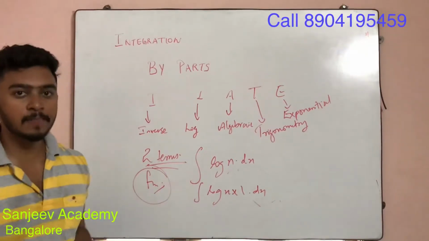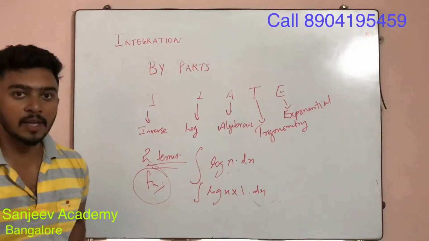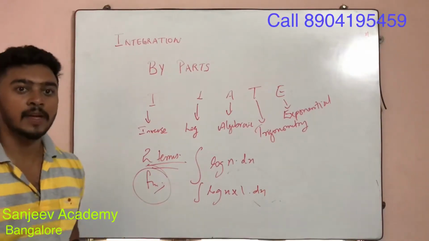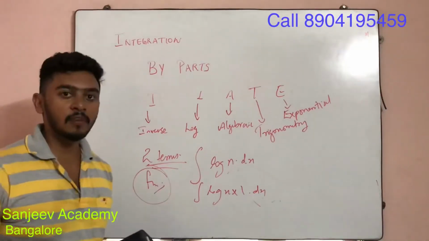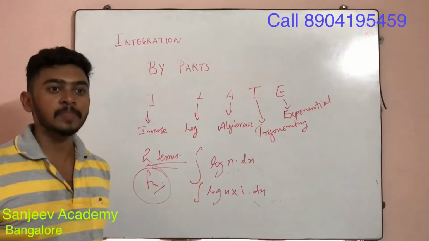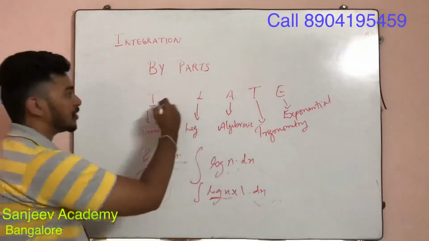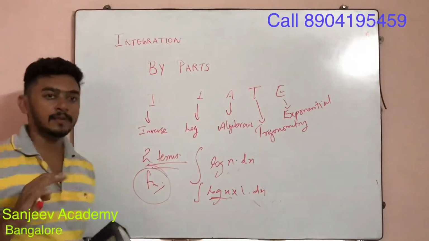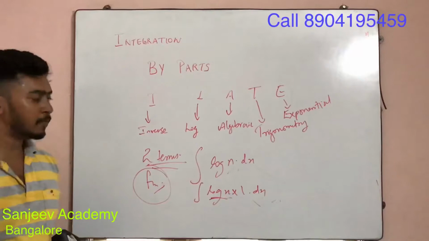There is a formula for by parts also: first function into integral of second function minus integral of the differential coefficient of first function into integral of second function. Once again I will repeat: first function into integral of second function minus integral of d by dx of first function into integral of second function. Now let's take the ILATE rule. I late means I am late. Like that you can remember.